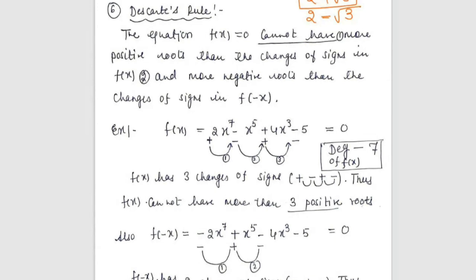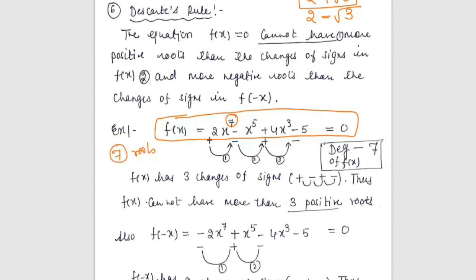Suppose you have this equation. The equation is f of x equals 2x to the power 7 minus x to the power 5 plus 4x cubed minus 5 equals 0. It means the degree of this particular equation is 7. In this function, the degree is 7. It means it should have 7 roots. It is very clear.